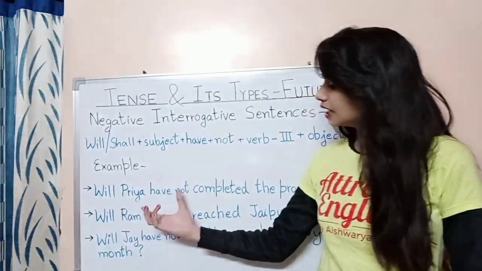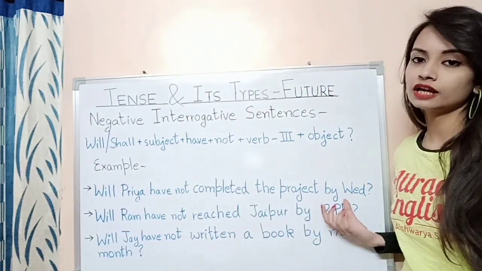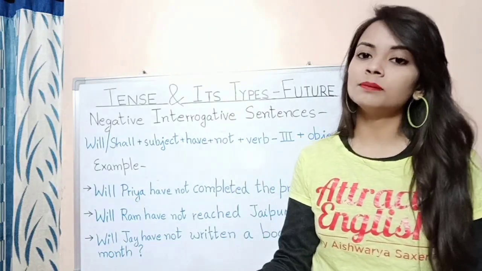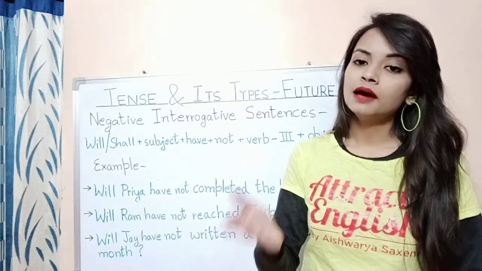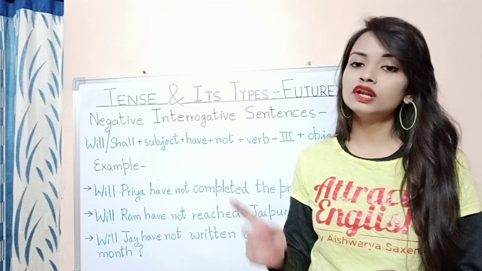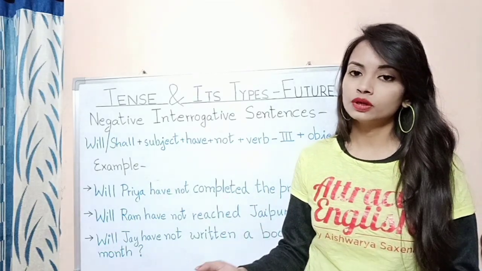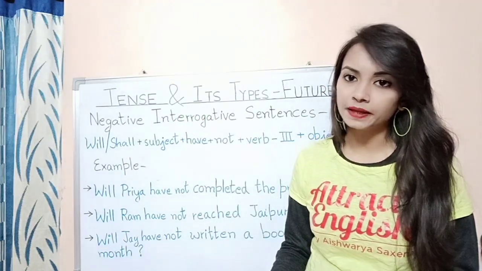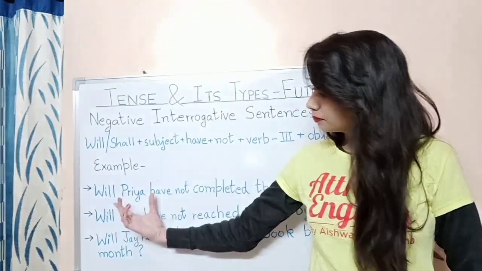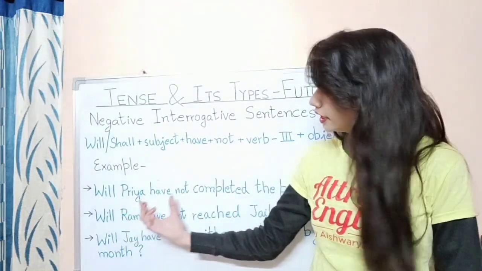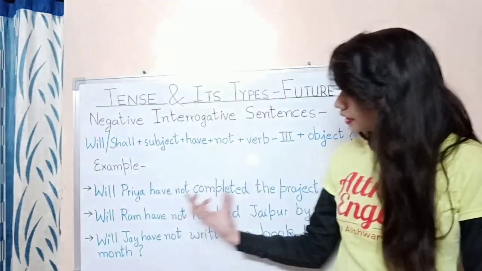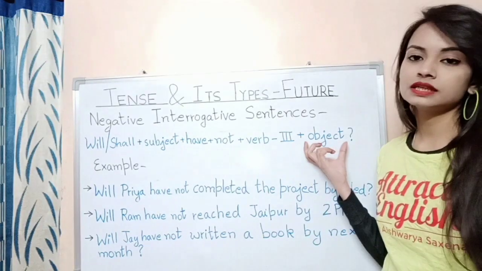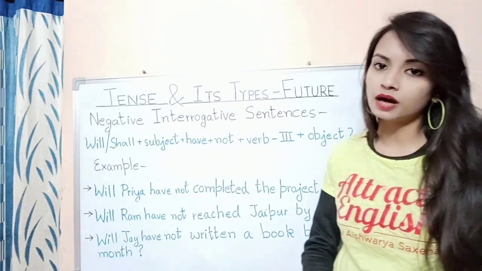First, will Priya have not completed the project by Wednesday? So earlier I wanted to ask if Priya will be able to complete her project by the coming Wednesday. But now I want to inquire if she will not be able to do it by Wednesday. Okay, this is where the role of negative interrogative sentence comes into play. Will, as it is, Priya, this is the subject, it is noun. Then have not, as it is, completed is the third form of verb complete. Then the project by Wednesday is the object, and lastly a question mark.